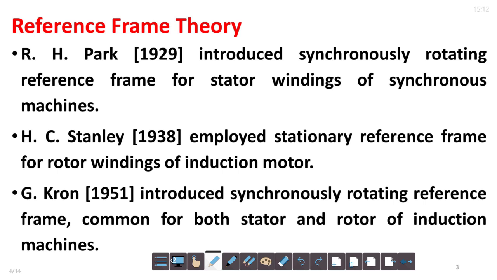Then H. C. Stanley gave, in 1938, a reference frame that is used as the stator reference frame for rotor windings of induction machines. This is also the Stanley reference frame, the stationary reference frame for rotor windings. Then in 1951, G. Kron introduced a generalized synchronously rotating reference frame common for both stator and rotor of induction motors. So, that was the generalized transformation.